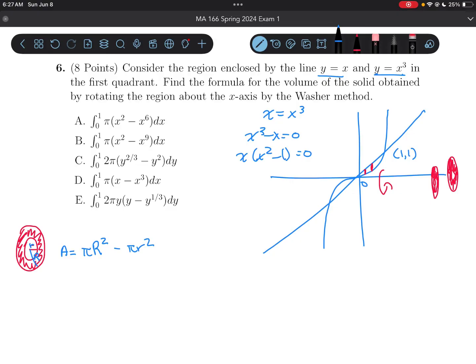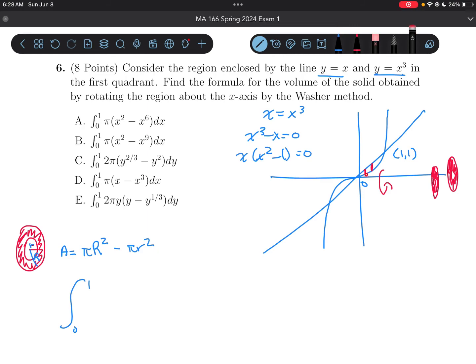And so one of the solutions is 1. Two of the solutions are 1 and negative 1. It's clear that the point over here is negative 1 because it's on the negative side of the x-axis. So our intersection here is 1, 1. Okay, so now we're going to take our integral from 0 to 1.